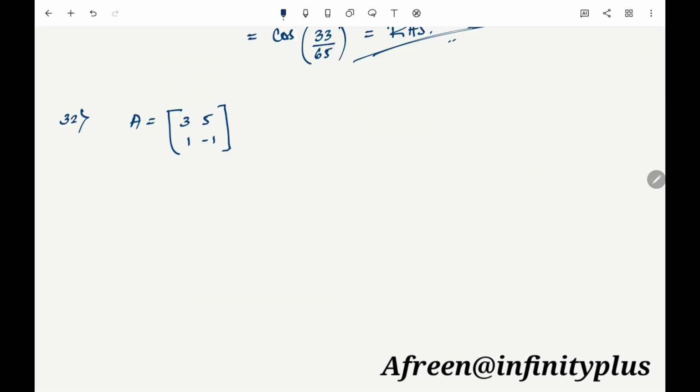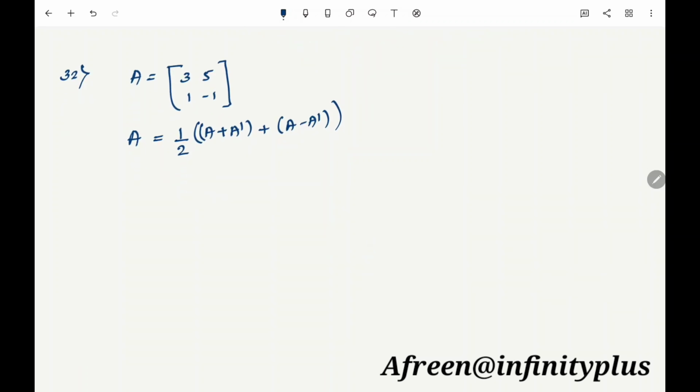So whatever matrix they have given, we have to write it as A is equal to it as it is. So I have written A is equal to 3, 5, 1, minus 1 as it is. Now you have to show that the matrix A is the sum of a symmetric and a skew symmetric matrix. In order to prove that, you have to satisfy this formula: A is equal to half into A plus A dash, plus A minus A dash. So in order to satisfy this formula, first you have to find A plus A dash and also A minus A dash.